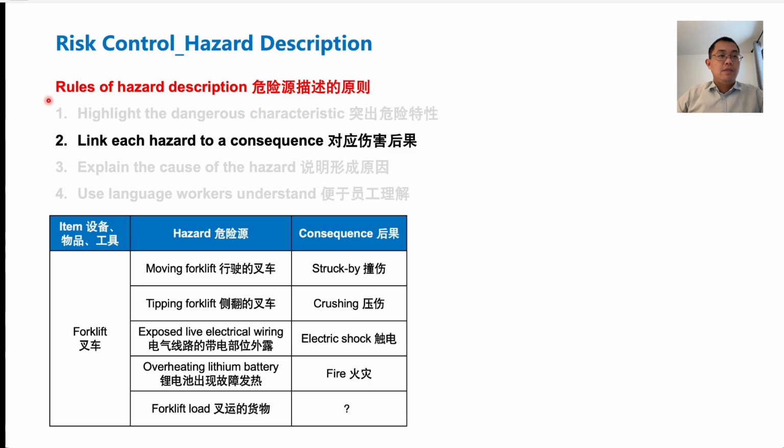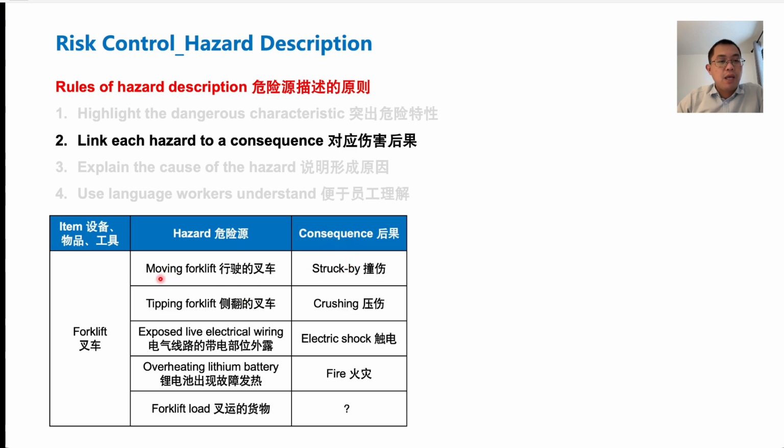The second rule is that each hazard should be linked to a consequence. A hazard is a source with potential to cause injury and ill health. So, by definition, every hazard should cause some kind of incident or injury. And in the hazard identification table, there's usually a column for consequence.